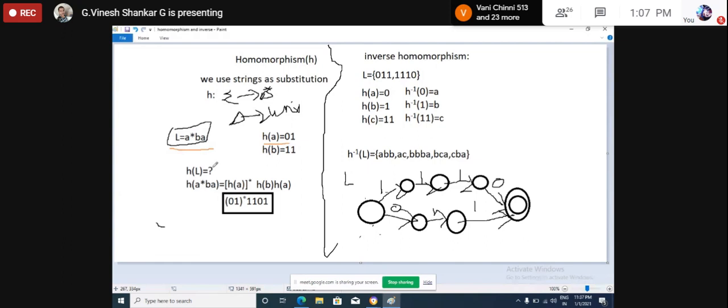Let us take L is equal to A star B A star. H of L is nothing but H of A whole star, H of B, H of A, like a function, like substitution only. H of A is nothing but 0 1. Whenever you get H of A star, I need to take H of A whole star, then H of B, then H of A. This is the rule to consider while writing the function, but we are using strings here. H of A is 0 1 whole star, H of B is 1 1, then 0 1. That's it.